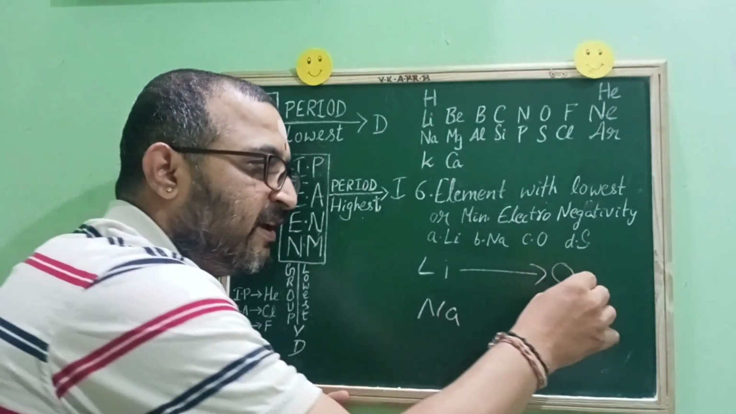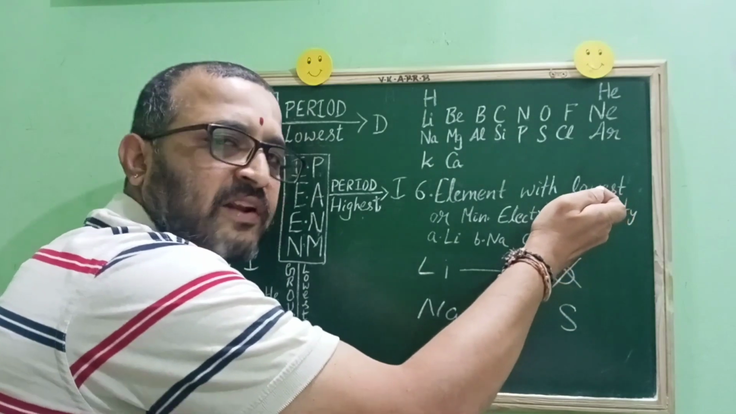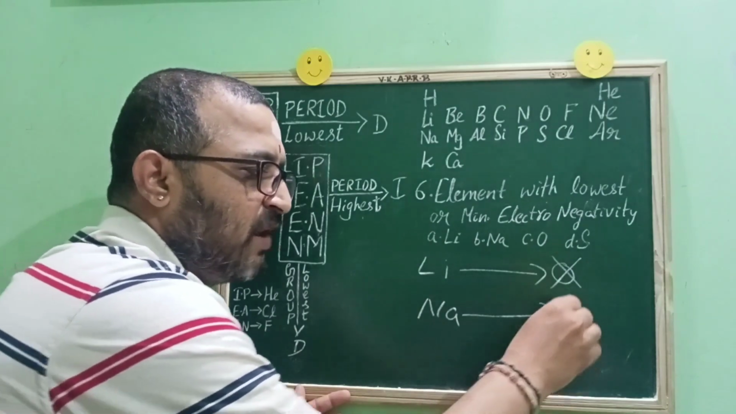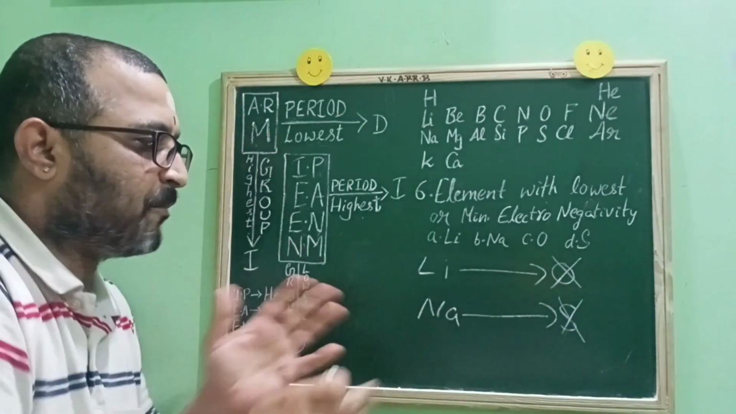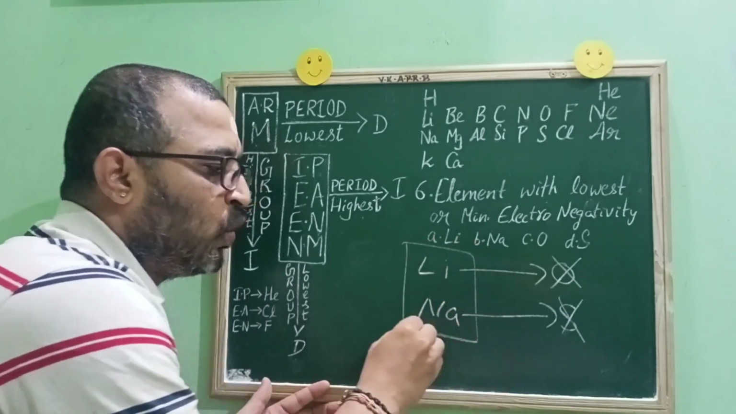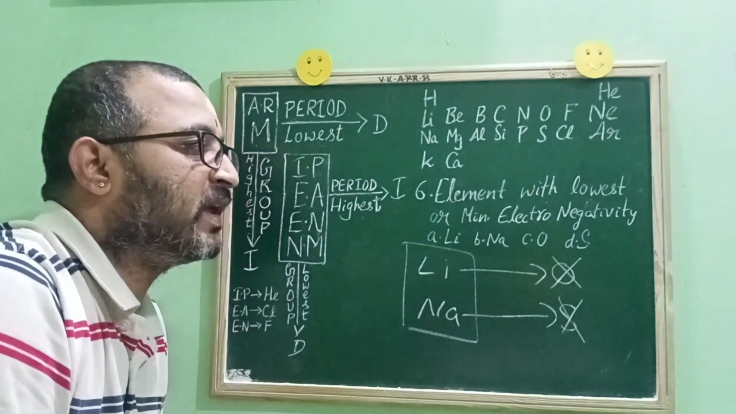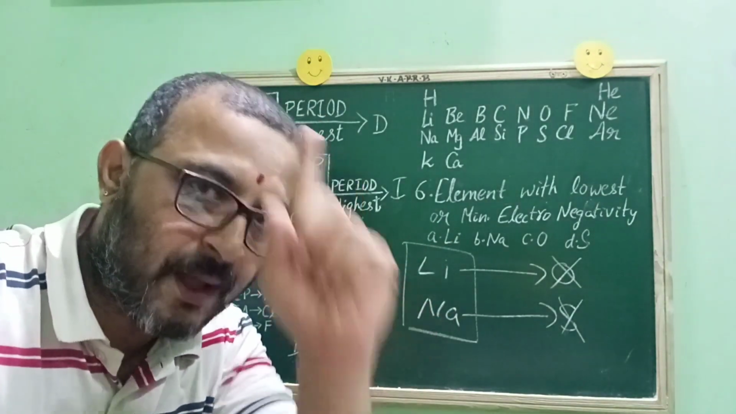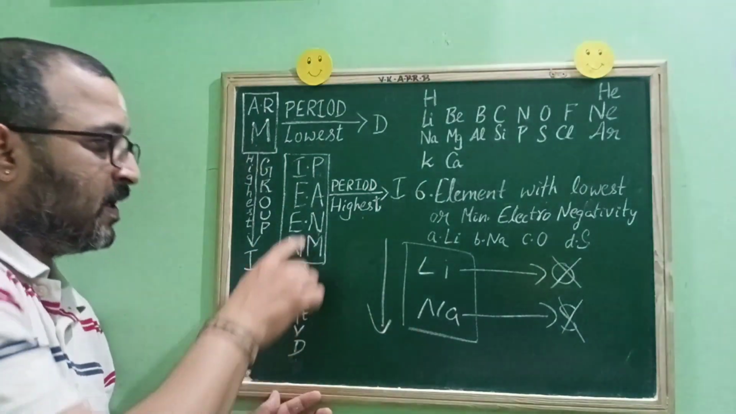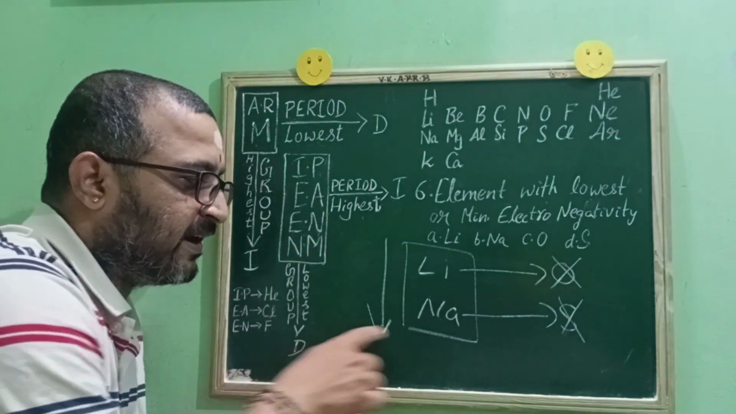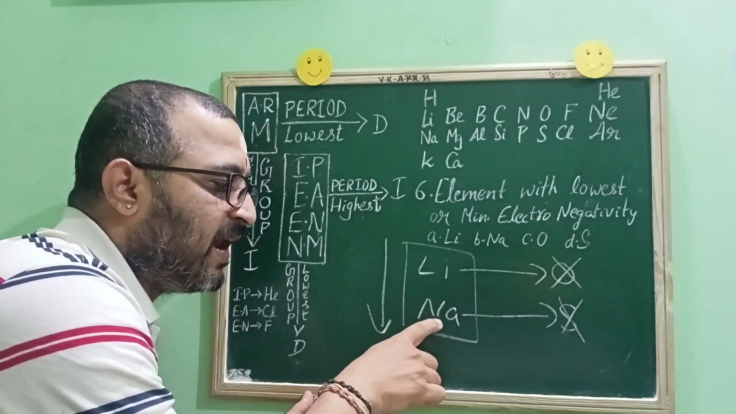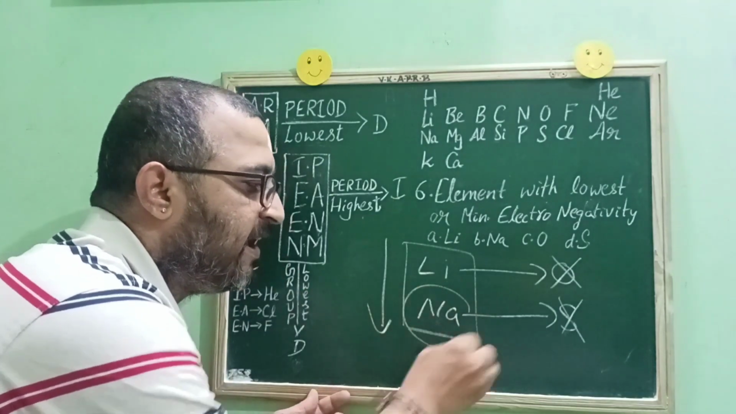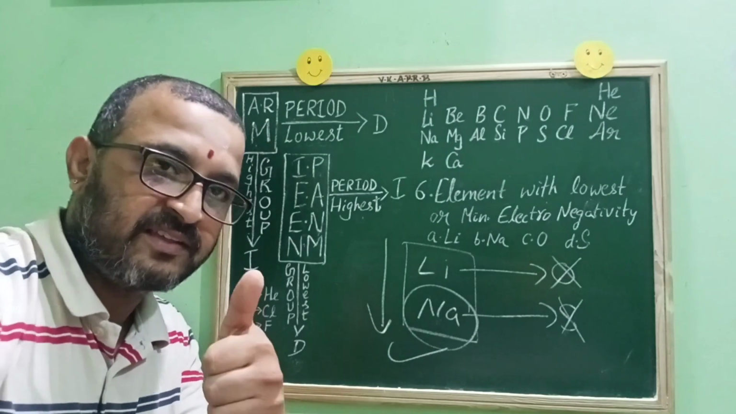That is, out of lithium and oxygen, the one with the highest electronegativity will be oxygen. So this is ruled out because we are looking for what, children? Lowest. Out of sodium and sulfur, the one with the highest electronegativity will be sulfur. So this is also ruled out. Now we have to decide out of these two which has the lowest electronegativity. So for that we have to see down the group, because these two belong to group 1. So when you go down the group, the electronegativity will decrease. That is, the one with the lowest electronegativity value will be, what is your answer, children? Yes, it is sodium. Is it clear, children?